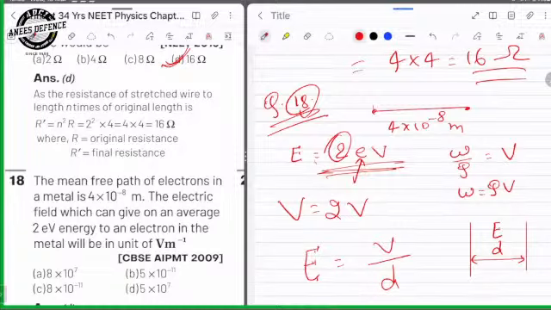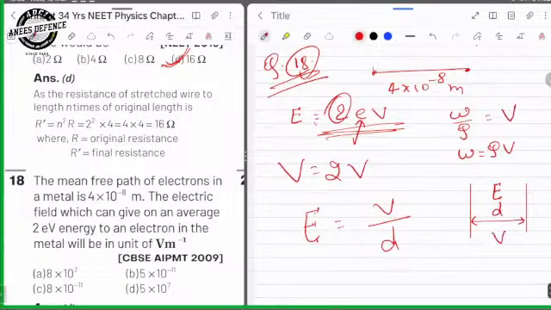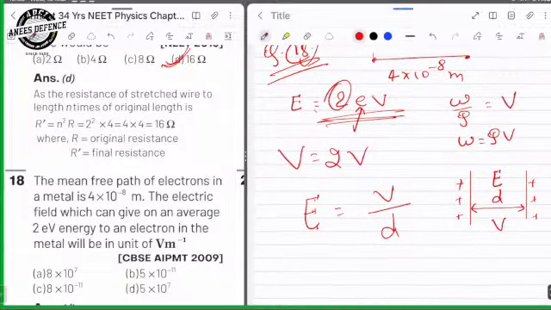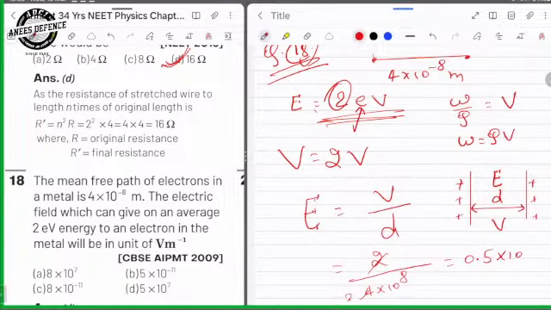Listen, E and d, and V is potential across the plates, right? So the relation between electric field, potential and distance is E is equal to V by d. So V is 2, distance is 4 into 10 raised to power minus 8 meter. So 2 by 4 is 0.5, into 10 raised to power 8.